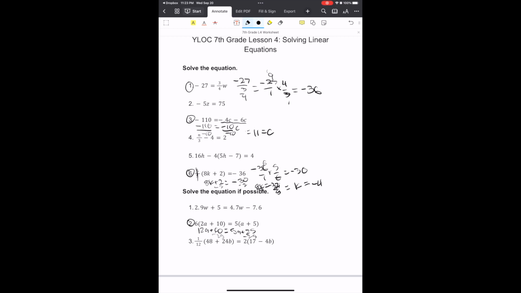So you get 12a plus 35 is equal to 5a. Then you want to subtract 12a from both sides. So minus 12a minus 12a. So you get 35 is equal to negative 7a. Then divide negative 7 by both sides, and you get negative 5 is equal to a. So yeah.